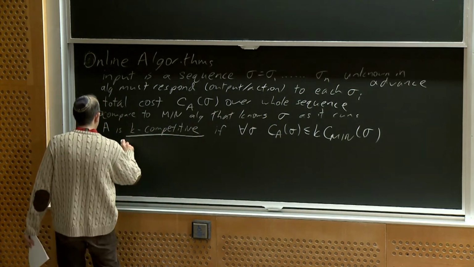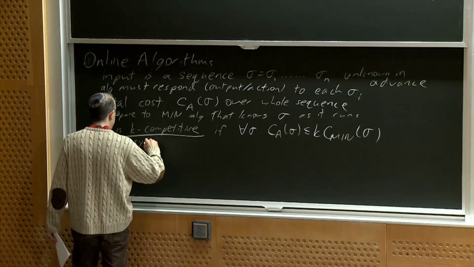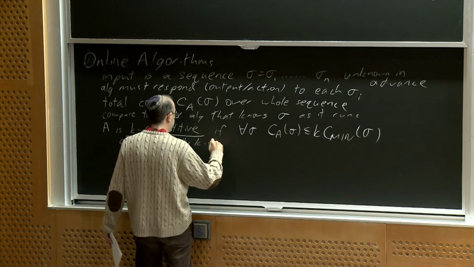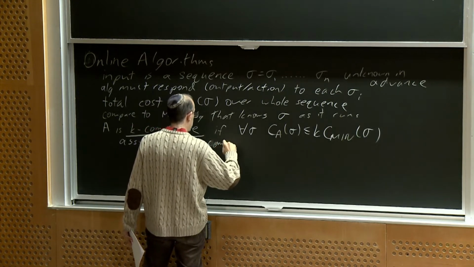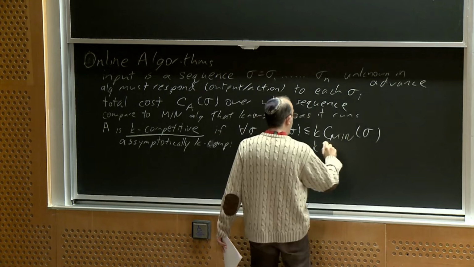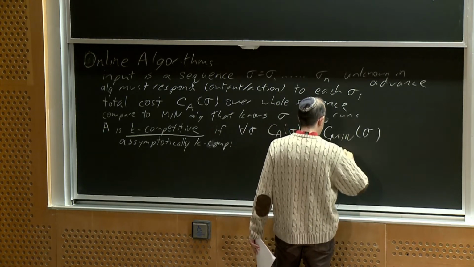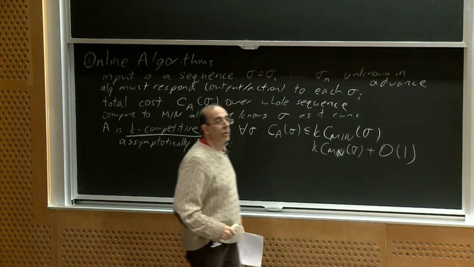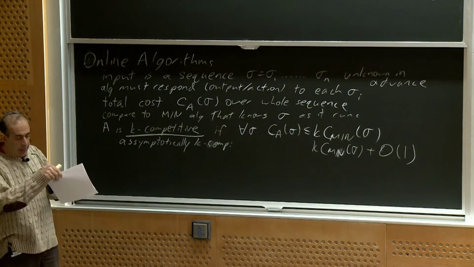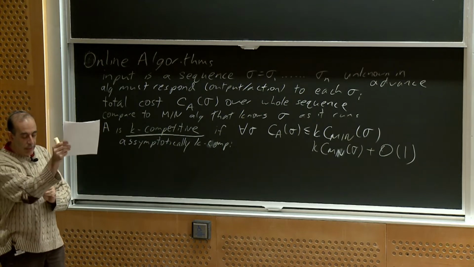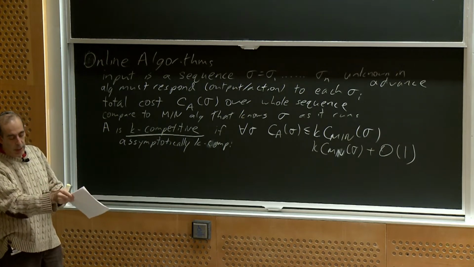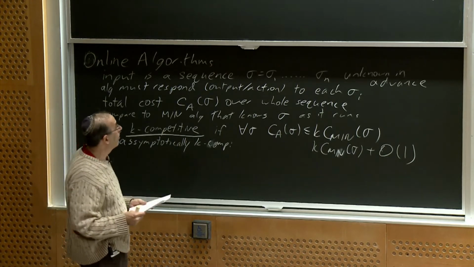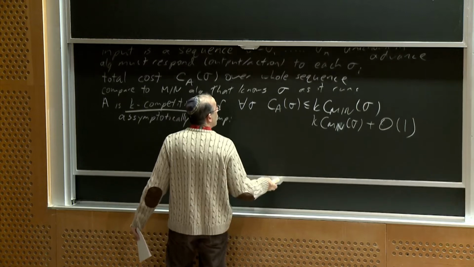Sometimes we can talk about being asymptotically k-competitive, where we allow a kind of a startup cost, like to just get started. As your sequence gets longer and longer, of course, this additive factor becomes negligible, so we don't worry about it. Okay. So that's the formalization.